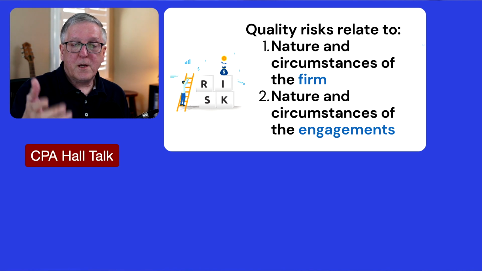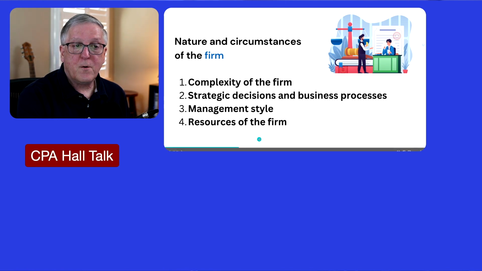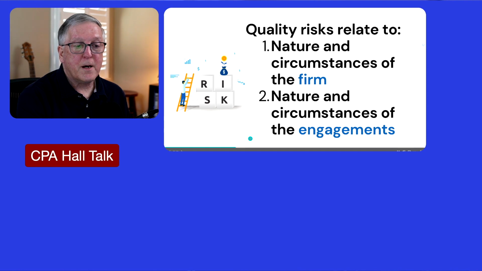And so when you look at quality risk, you're going to look at the nature and circumstances of your firm. Then you're going to look at the types of engagements that you perform. And based on those, you're going to build your QM system. So as we look at the firm, how complex is your firm? How do you make your strategic decisions? What type of management style does your firm have? What types of resources does your firm have? In other words, what technologies are you using? What types of personnel do you have? So we're going to look at the dynamics of the firm so that we can lay the groundwork for assessing what types of risk that we might have.